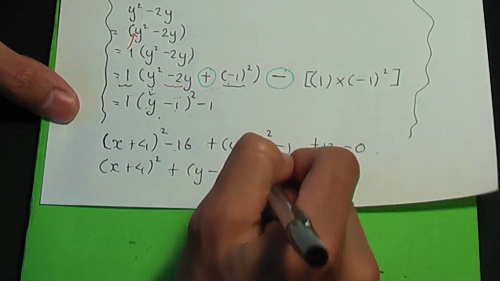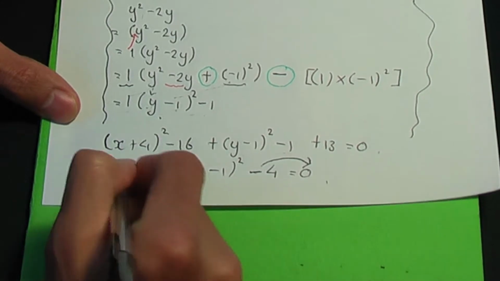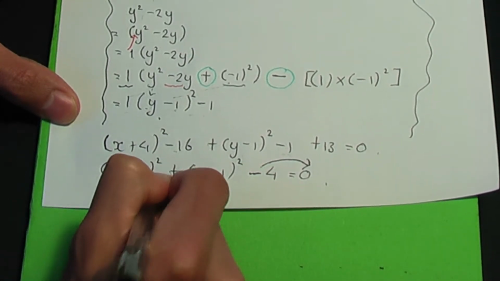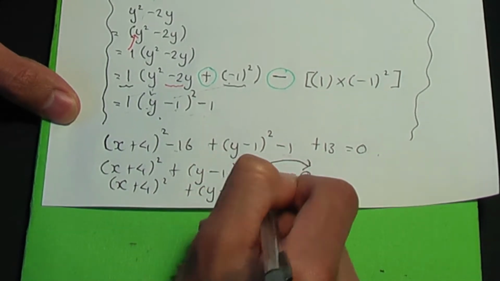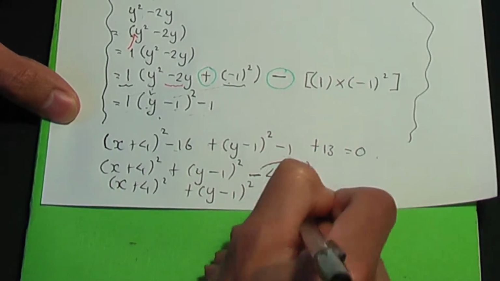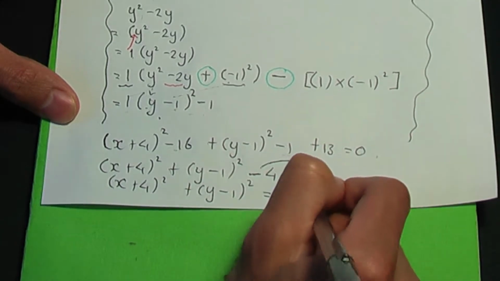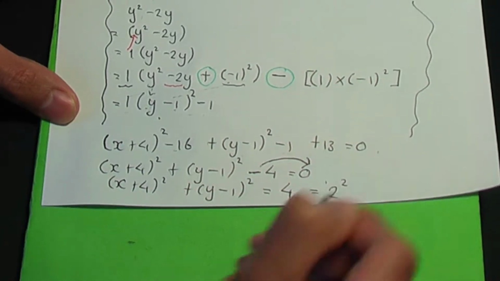And if I take the minus 4 to the opposite side, we're going to have x plus 4 squared plus y minus 1 squared, and that is equal to plus 4. And plus 4 is the same as 2 squared.